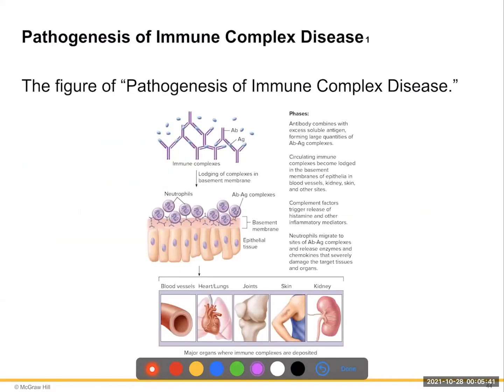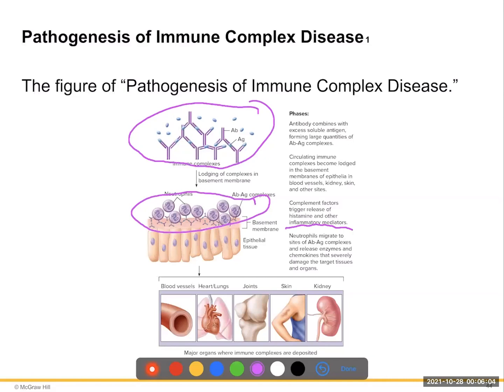So the pathogenesis of this complex disease, these are your immune complexes. You can see your Y-shaped antibodies binding to the antigens, and they lodge in the basement membrane of epithelial tissue. They release their factors, they trigger a damaging inflammatory response. They release all those inflammatory mediators into the tissue.